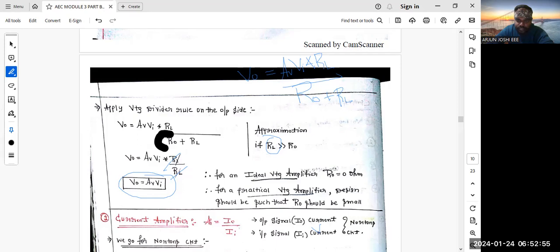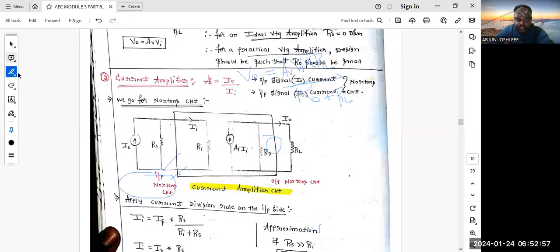So next we move on to the current amplifier. You can analyze it on your own, but the small thing is that we need to apply Norton's theorem. How to apply Norton's theorem? I'm going to explain now. What is the current amplifier formula? The current amplifier formula is nothing but AI is equal to I naught divided by II.